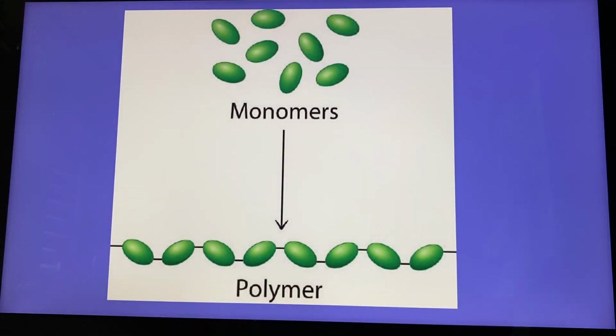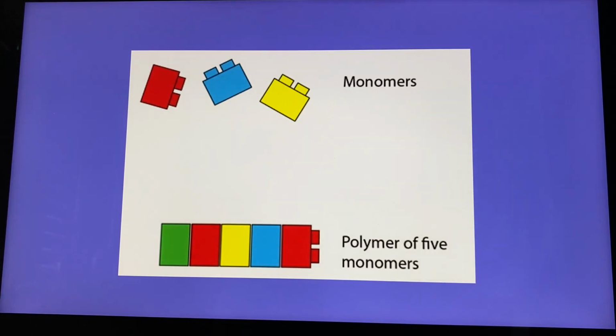Another example: monomers all bunched up, but singular. And the polymer, we have monomers all joined together, bonded. Again, we have some Legos here, a bunch of monomers, but they're not stuck together. They might be in the same area, but they're still monomers because they're not bonded or joined together, as opposed to the polymer on the bottom. They're joined together, bonded, so we call that a polymer of monomers.